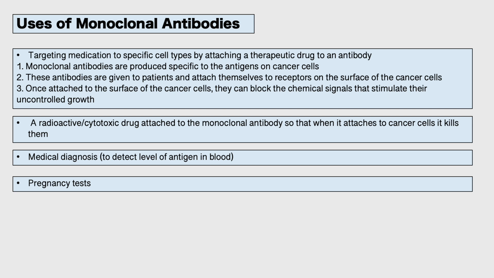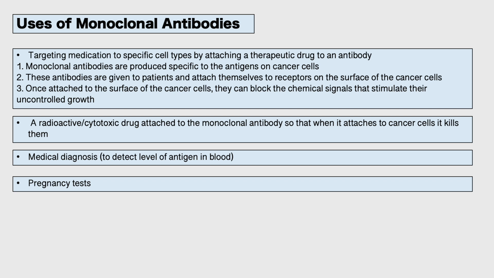This is used on cancer cells where monoclonal antibodies are produced specific to the antigens on the cancer cells. Then these antibodies are given to patients and attach themselves to receptors on the surface of the cancer cells. Once attached, they can then block the chemical signals that stimulate the cancer cell's uncontrolled growth. Or, in some cases, a radioactive or cytotoxic drug is attached to the monoclonal antibody so that when it attaches to the cancer cell, it just kills it.